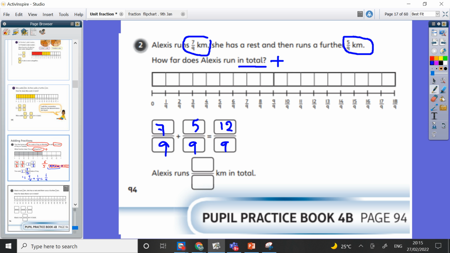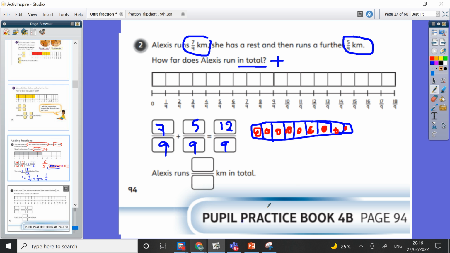What does this mean, 12 parts out of 9 parts? How is this possible? Let's draw a bar of 9 parts. 1, 2, 3, 4, 5, 6, 7, and 8. 1, 2, 3, 4, 5, 6, 7, 8, and 9. So I draw a bar with 9 parts. So I have to shade 12 parts. Let's shade 1, 2, 3, 4, 5, 6, 7, 8, and 9. Can I shade 12 parts?